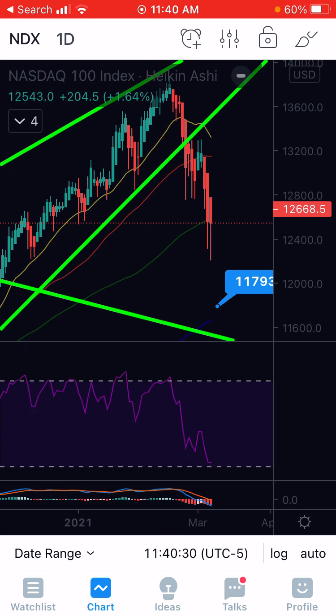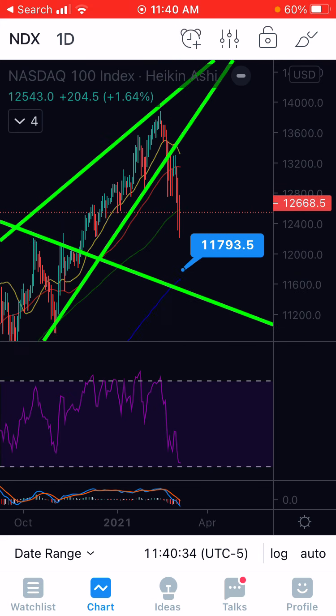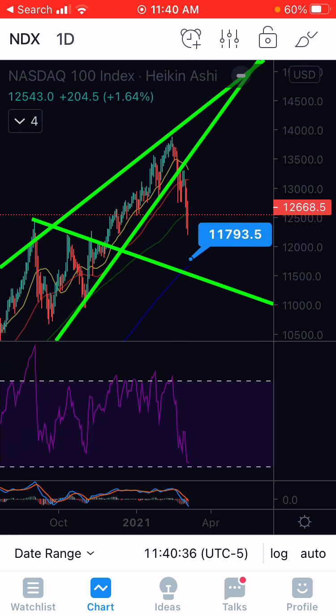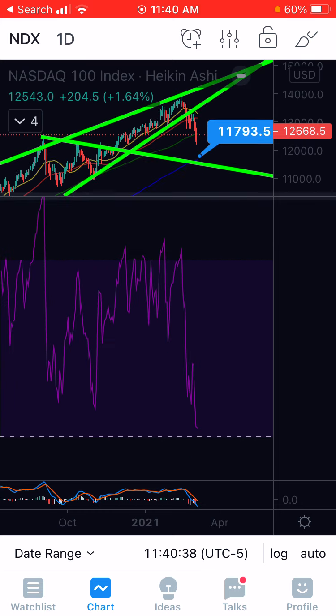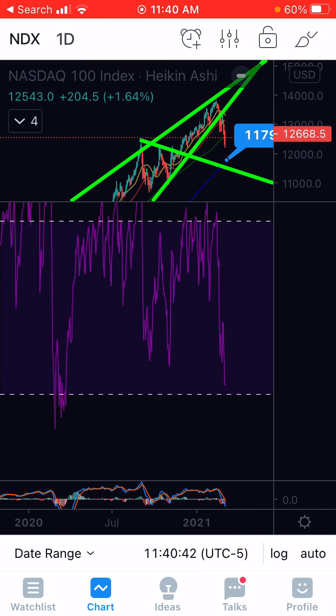Let's see what has happened here. So you look on the daily here. We didn't quite hit my target yet. We look like we actually could be getting a little bit of a bounce here. So I'm curious to see how this is going to play out. The RSI on the daily is almost reset.